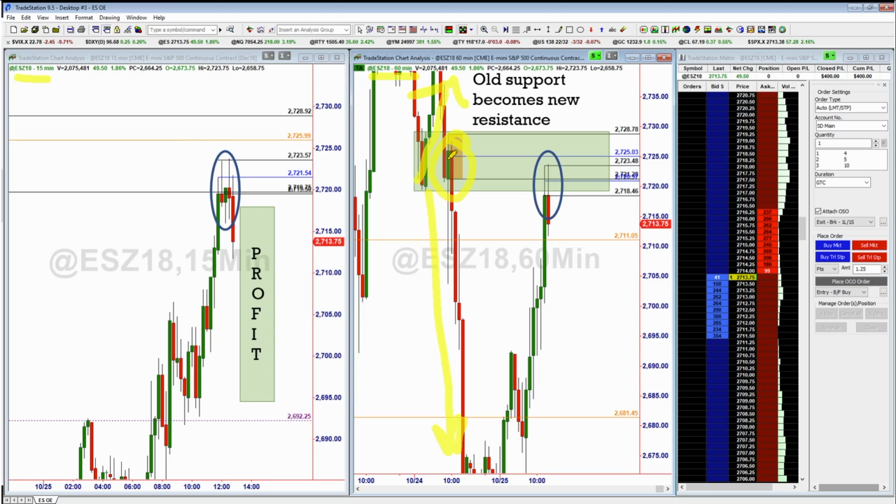So that previous demand area, previous area where buyers were coming in, now sellers were in control. The size of the drop was very nice, meaning that the profit potential once price retraced back up here was very good, and that's where the risk to reward ratio comes in of over a 4 to 1 risk to reward. And so that's what really created this opportunity.